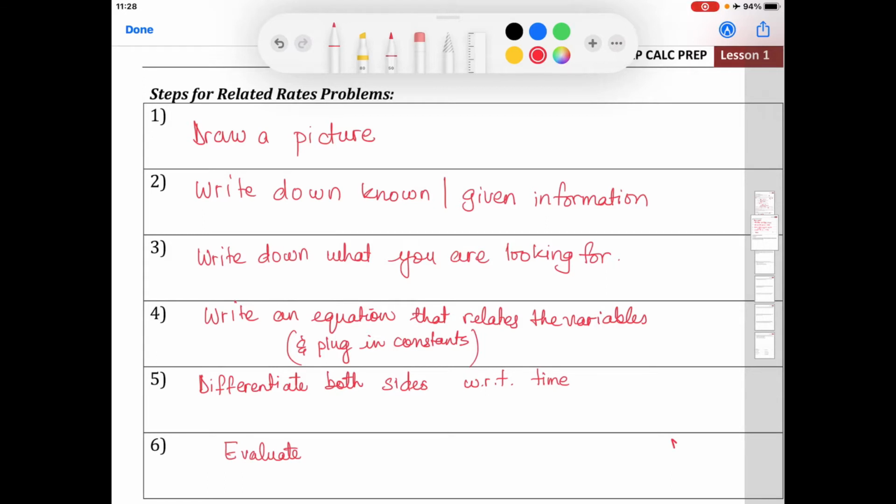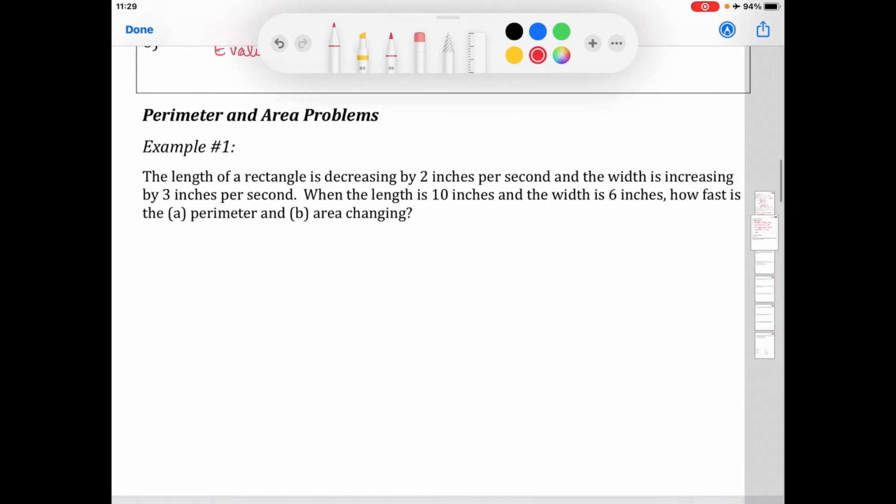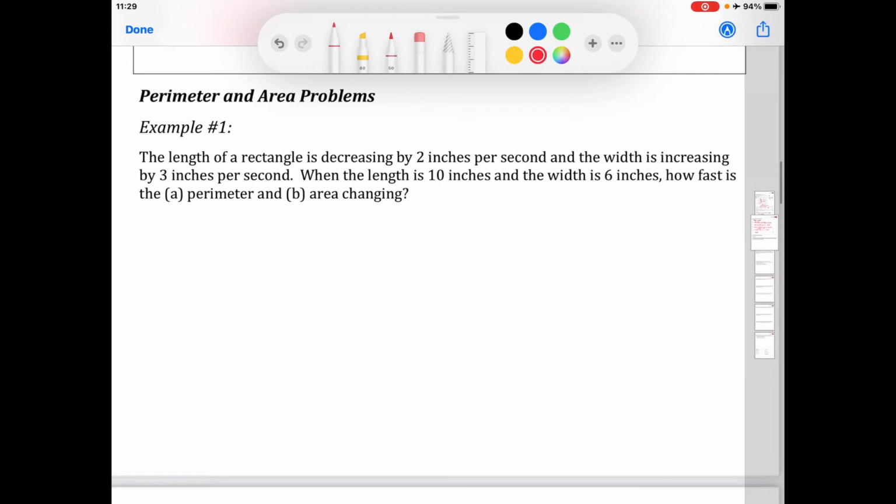Differentiate both sides with respect to time, right? And then evaluate. So let's get started with the question, and then these things will make more sense. So here it's example 1. It's saying the length of a rectangle.